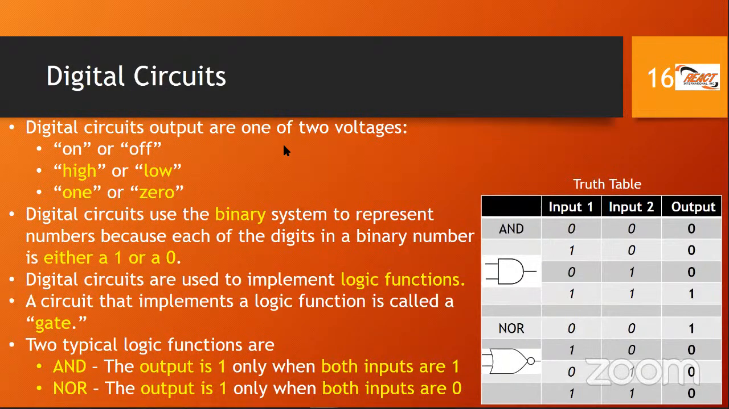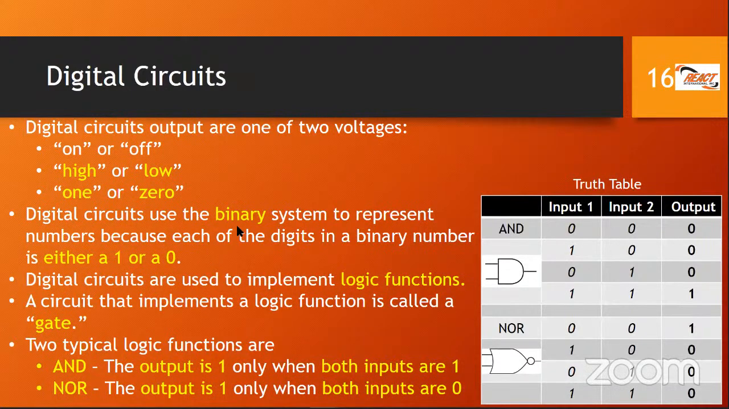Something is either on or off. So your light switch, for instance, that you turn on, let's say the chandelier, you switch it on, it's on. You switch it off, it's off. It only has two states. So you could think of your light switch as a digital toggle. It's on or off.